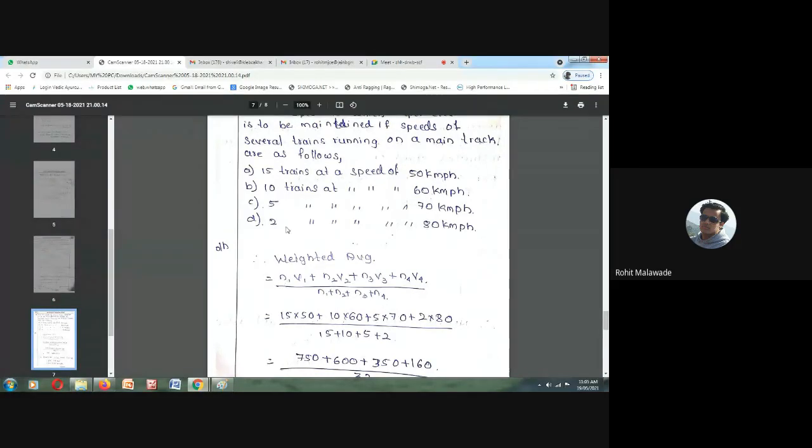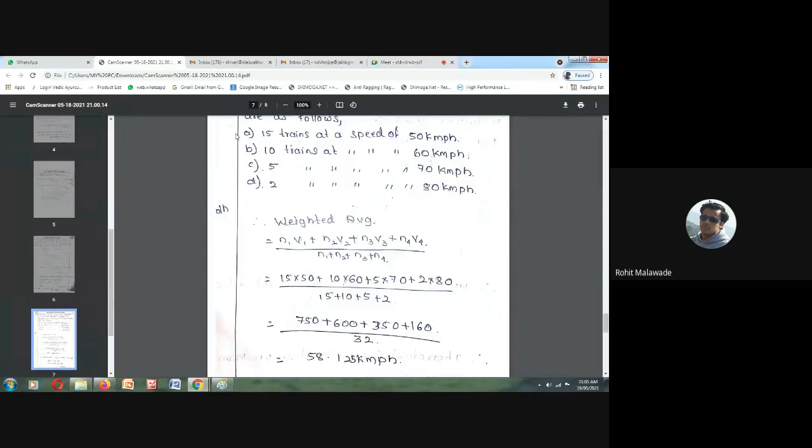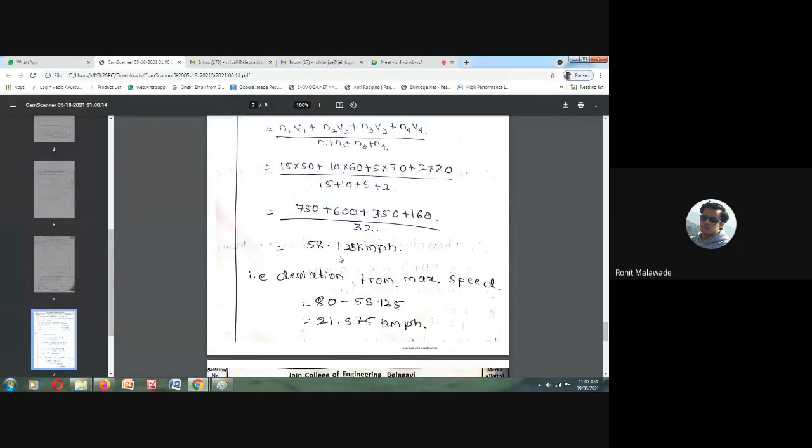N1 value is 15 and V1 value is 50. So 15 into 50, plus N2 is 10 and its speed is 60 kmph, so 10 into 60, plus N3 is 5 and its speed is 70, and N4 is 2 trains with speed 80. Divided by N1 plus N2 plus N3 plus N4, so all these numbers I will divide by 15 plus 10 plus 5 plus 2. The weighted average becomes 58.125.